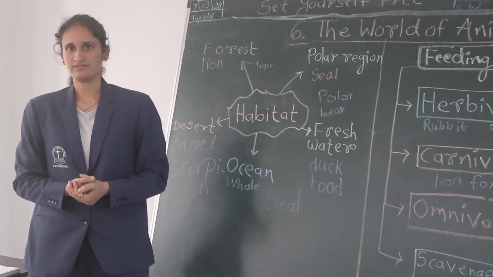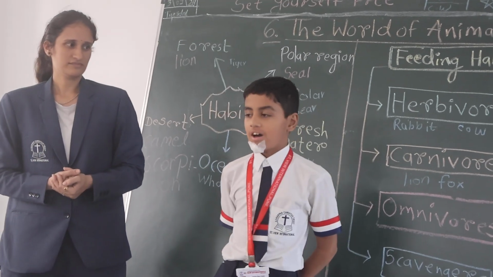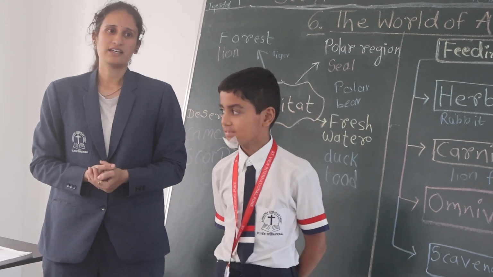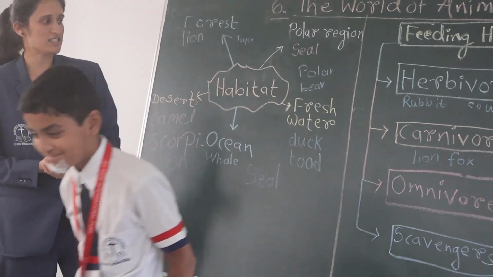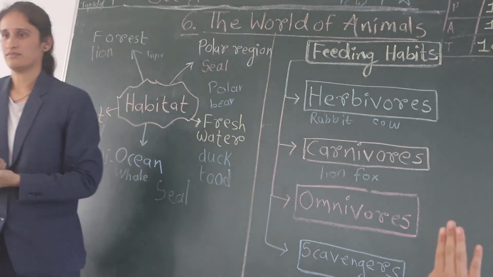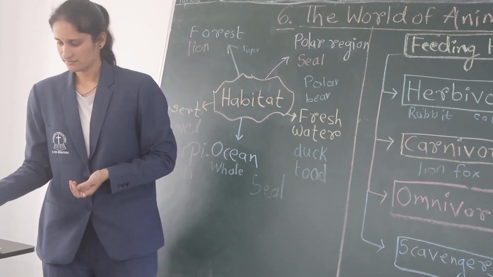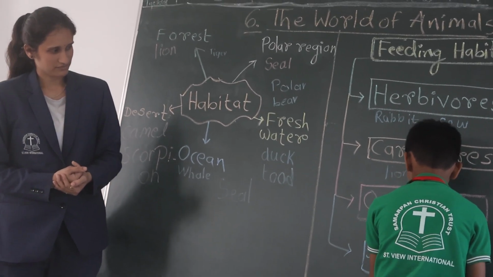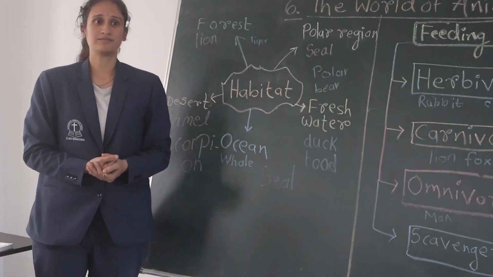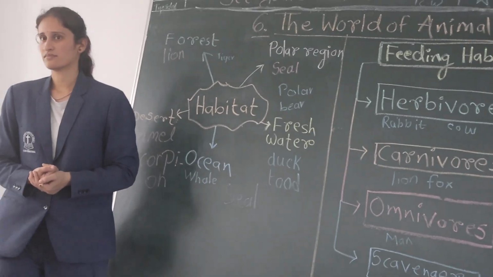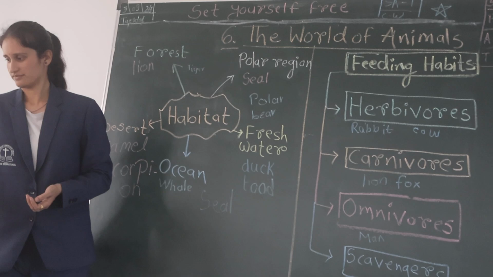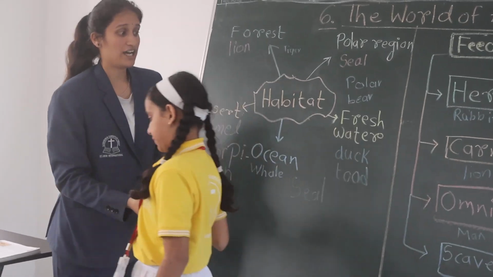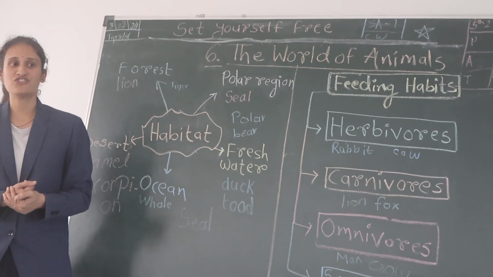Atham. Omnivorous are those animals who eat plants and flesh. Yes, who eat both plant as well as flesh or meat. Plant products as well as meat. Now examples of omnivores. Himmat. Man. One more example of omnivores, Siddhi. Crow. Now last, scavengers. Can anyone define what is a scavenger?